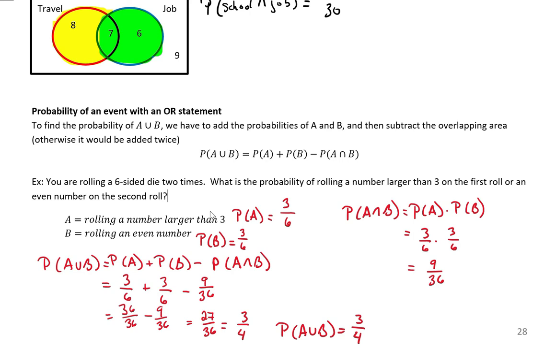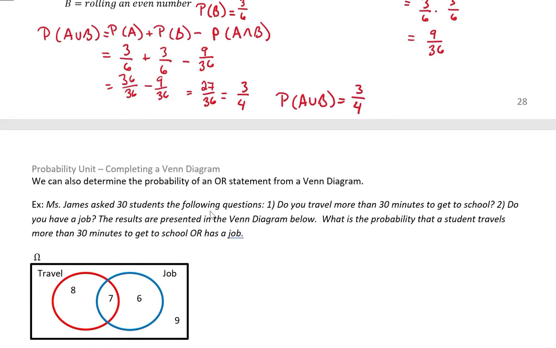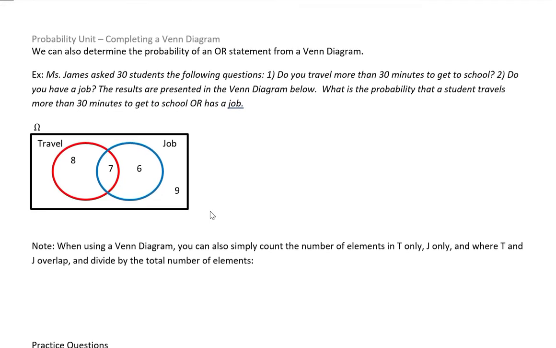This works quite nicely. These do have to be independent events, and we'll talk a little bit more about that tomorrow. And for now, let's just take a look at a Venn diagram, how we can find the probability of an OR statement looking at a Venn diagram. It's a little bit easier than this. So if we can make a Venn diagram, I think that's a nice way to go. Okay, so let's take a look. Here we go. We can also determine the probability of an OR statement from a Venn diagram.